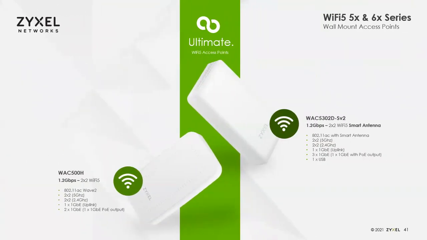And then we've got our wall plate AP. So these are really popular in hospitality these days. The access points themselves have pass-through ports. So you've got multiple Ethernet ports coming out to connect to other devices in, say, a hotel environment where you'd have Ethernet come in, power the access point with PoE, and then you would have Ethernet coming out to go to things like an IP phone in the room, IPTV distribution, etc. The 5302D-S V2 has smart antenna technology and has more Ethernet ports than the WAC 500H. Both of them have 1 port of PoE pass-through, so you can power a PoE device from them, such as an IP phone in the hotel room.